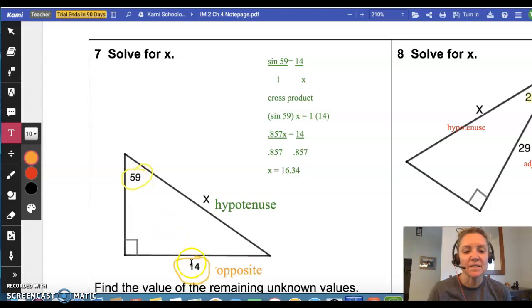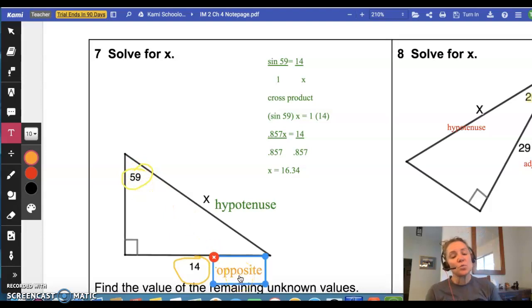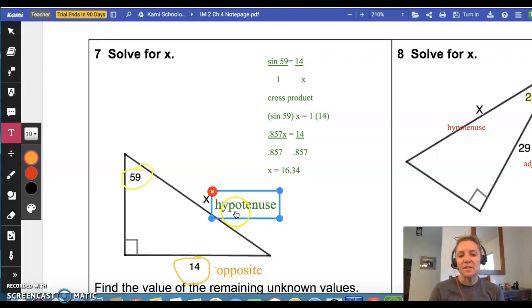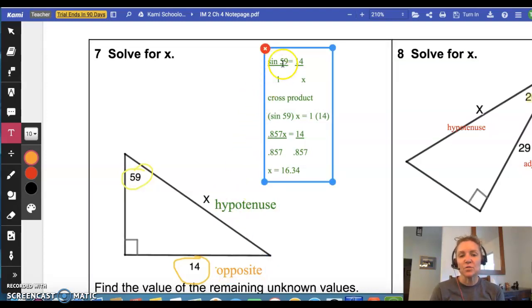The other side that's labeled is this 14 right here. And from that given angle measurement, it is the opposite side. So when you look at the three trig functions, the one that uses opposite and hypotenuse is sine. So if you come up here, I'm going to use the sine of the 59-degree angle and set it equal to the opposite, which is 14, over the hypotenuse, which is the x.